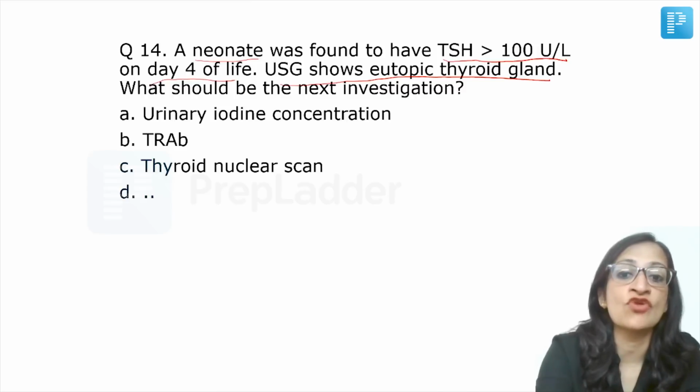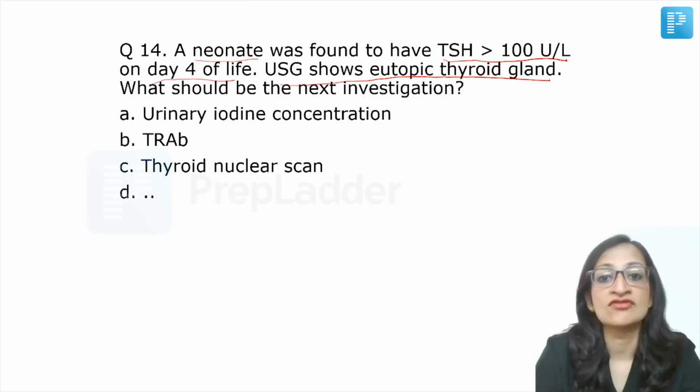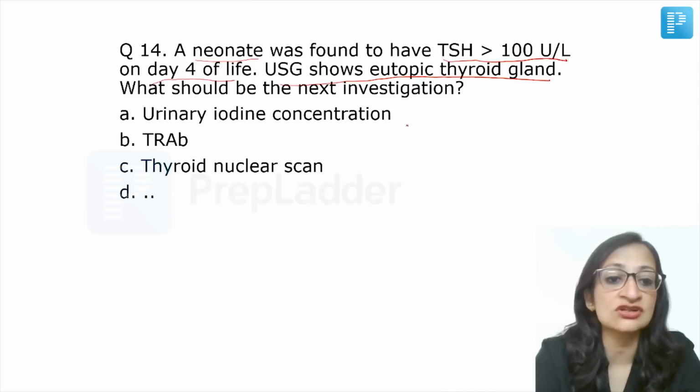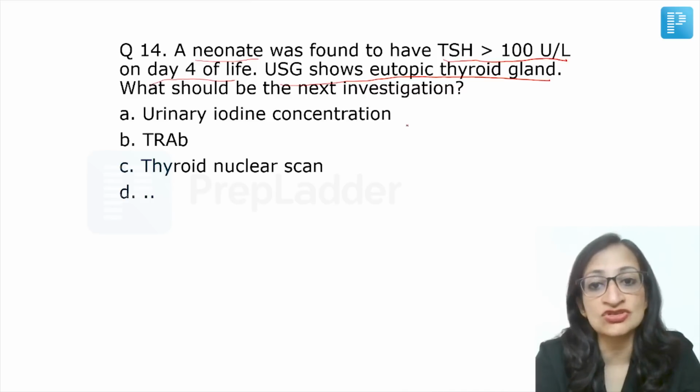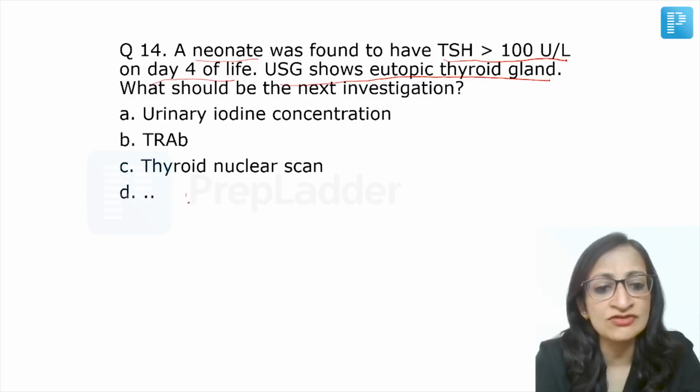TSH is more than 100. What would be the next investigation? Whether it will be urinary iodine concentration. TRAB is the TSH receptor antibody. Thyroid nuclear scan. The fourth option I could not get, friends. If you remember the fourth option of this question, please write in the comments below.